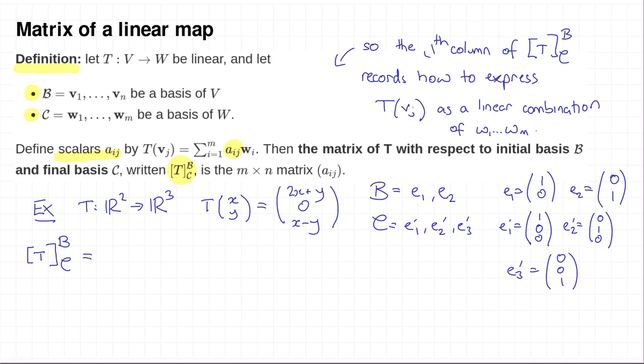So let's write this down. It's going to be 3 by 2. Now we'll draw a grid so we can see that this really is a 3 by 2 matrix.